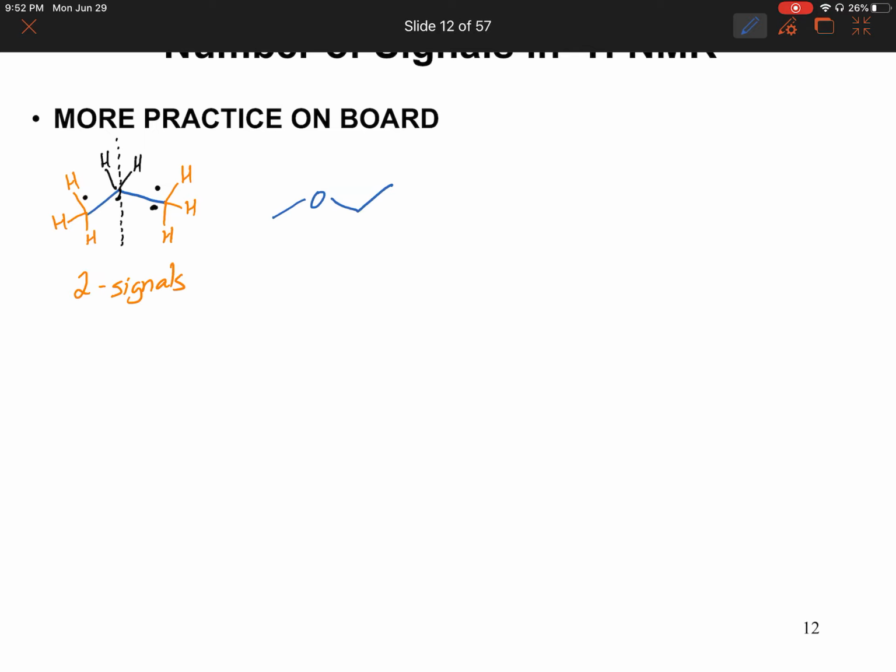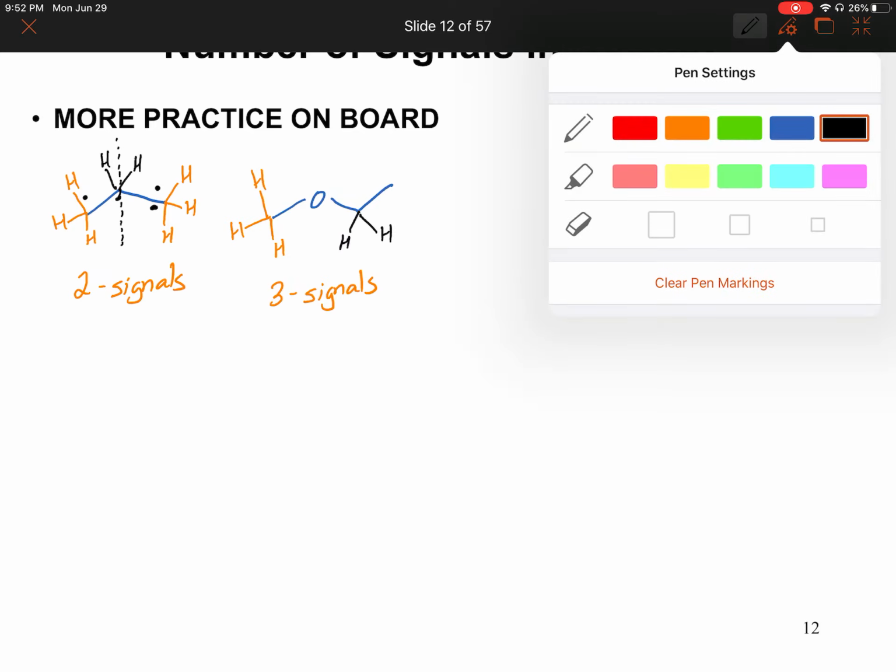All right, so hopefully we determined that the number of signals here in this case is going to be 3 signals, right? It's going to be 3 signals here. So if we look at this, right, there's this hydrogen environment right here. Then there's this one right here. And then this one here.